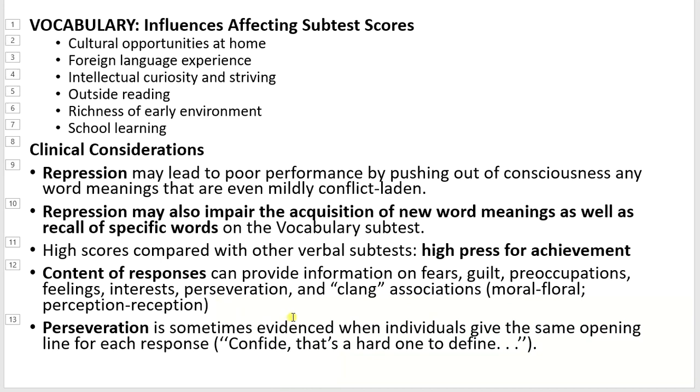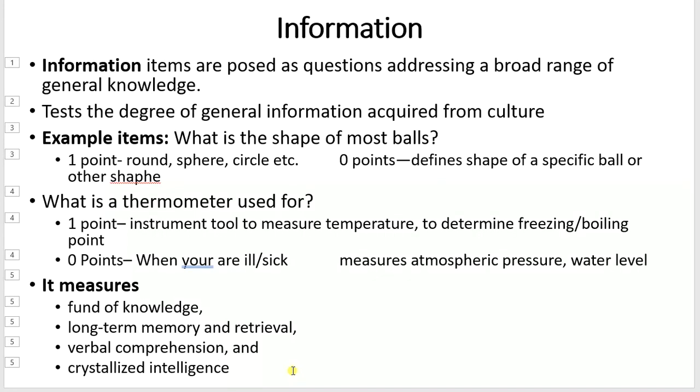Perseveration is generally giving the same definition again and again, and that is a very clear indication of perseveration. But perseveration sometimes may occur in terms of using the same phraseology again and again in defining the words. I have given one example, confide. That's a hard one to define. So whenever I ask anything, like, what is a guitar, and you say, confide, that's a hard one to define, then you are showing some signs of perseveration. And you all know that perseveration is not normal. It is something abnormal. Now, the third core test of this verbal comprehension scale is information.